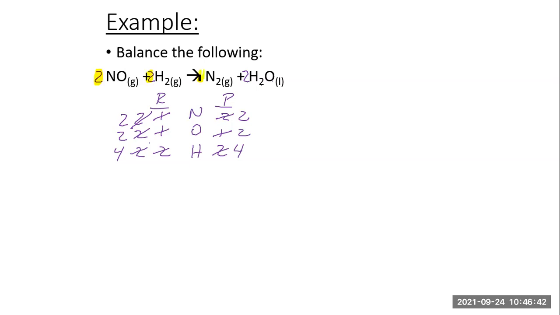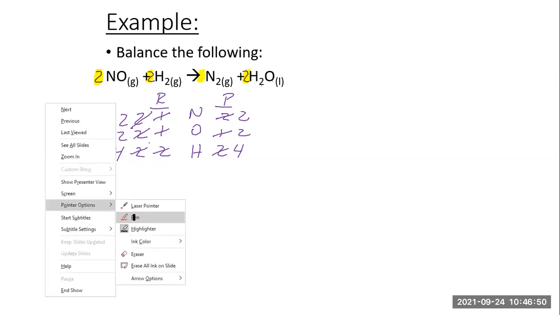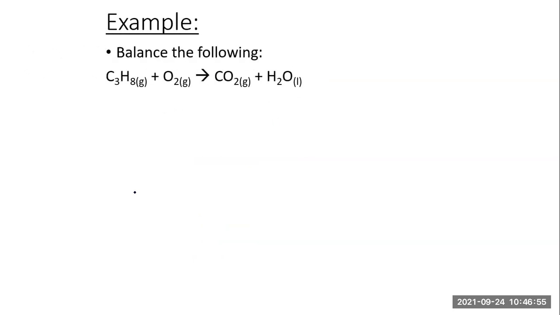Just like most things in chemistry, if the coefficient is not written, it's assumed to be 1, by the way. And then we have the 2 there. Let's take a look at another one here. So take a moment here and see what you come up with.